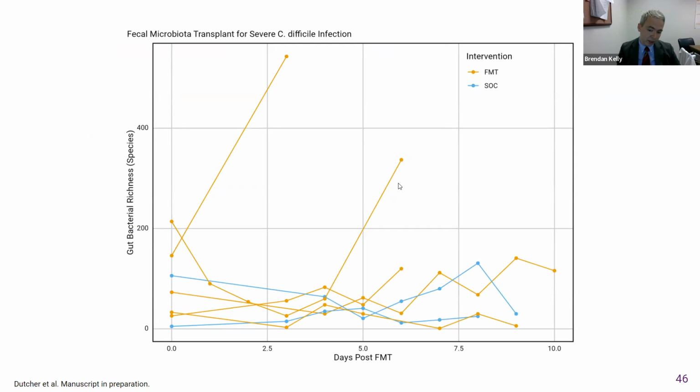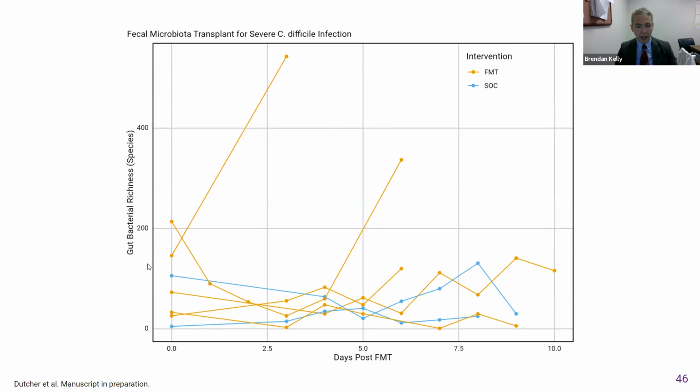This was just the first 7 subjects. And what you have here is days post FMT, if they got an FMT or randomization to control, from 0 to 10. Those subjects that received FMT are highlighted with gold dots at each time point and then a line connecting their time points. And those who received standard of care antibiotics, blue dots and blue lines. And these are, again, severe C. diff patients. And on the y-axis, you have the gut bacterial richness, or just the number of species measured.